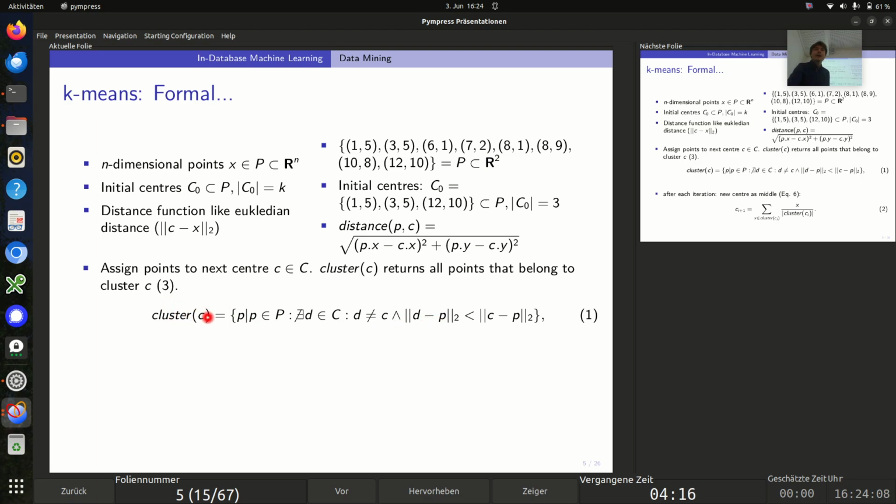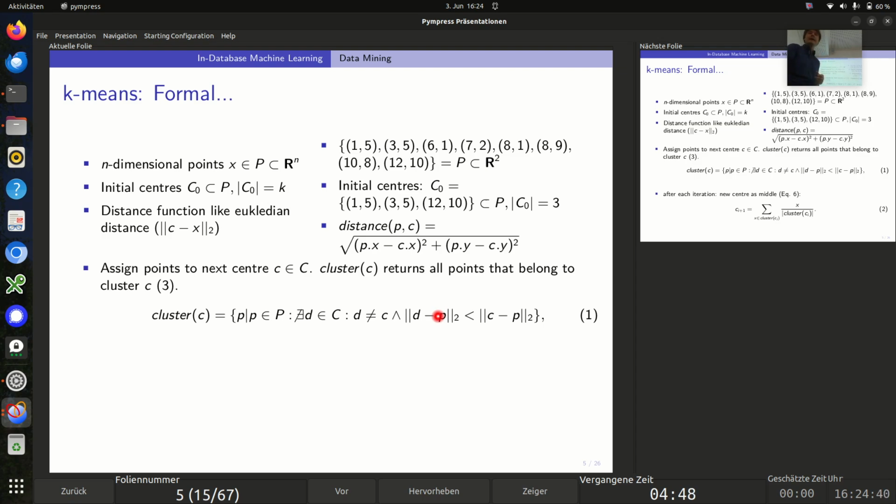So this formula actually gives you all the points for a cluster. So this is the cluster C. If you say, okay, we have the first one here, we get all the points belonging to this center. So a point belongs to the center if there does not exist any other cluster which is closer. So this was my trick to model k-means in SQL.